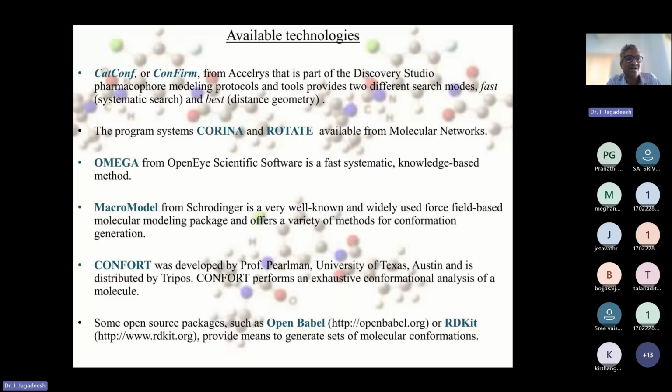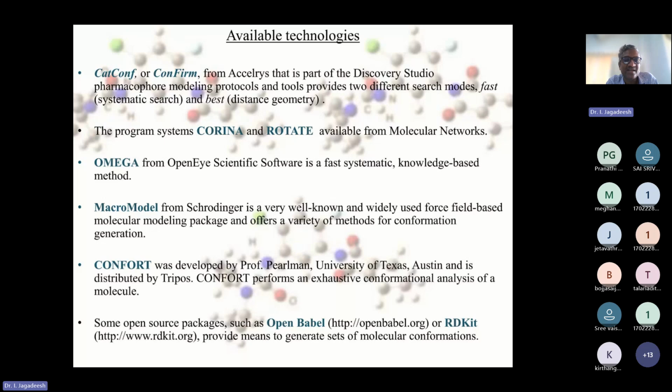There is another version called OMEGA, from OpenEye Scientific Software. It is a fast systematic, deterministic search, like what we did in the first approach, and a knowledge-based method can be used. MacroModel from Schrodinger is well known and widely used for force field analysis and molecular modeling. It offers a variety of methods for conformation generation, where we do energy minimization and molecular modeling, and water effect removal as well.